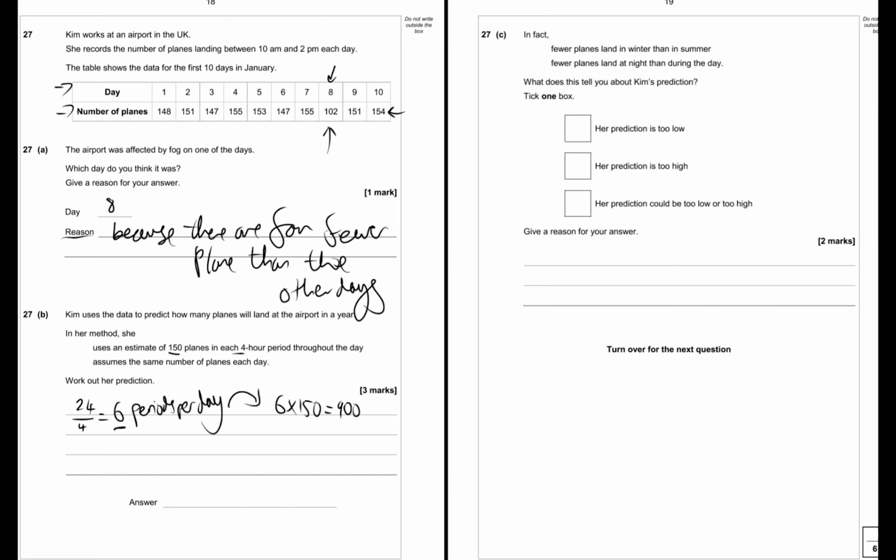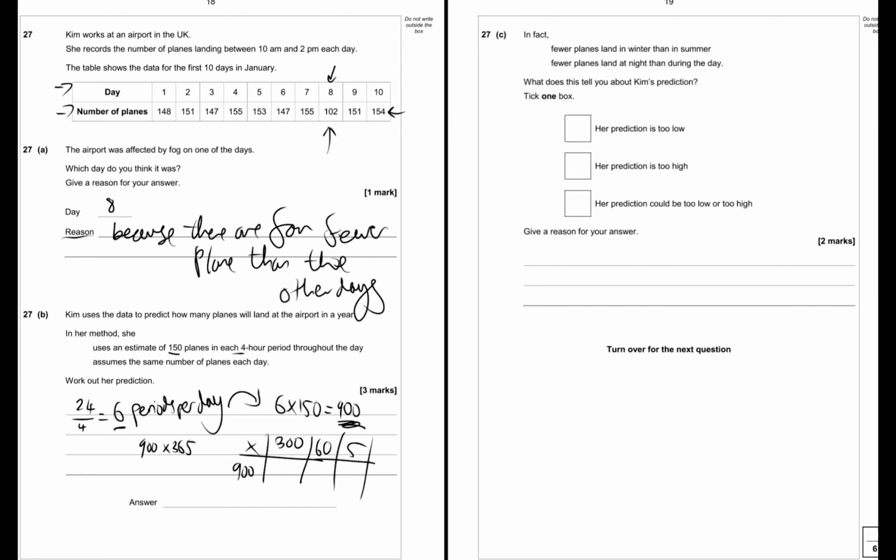Yeah, and now this is planes per day, so we need to do how many planes in a year. So we're going to have to do 900 times 365. So we can split this up into our box method, can't we? So we can do 900 times 300, 900 times 60, and 900 times 5.